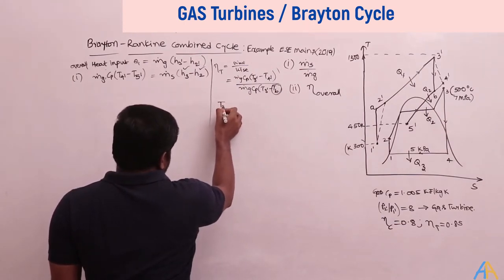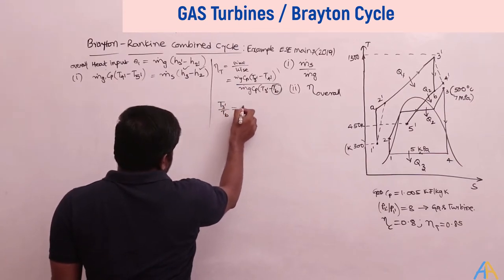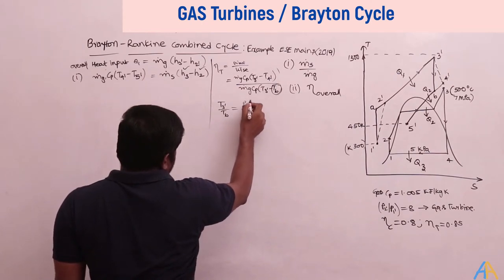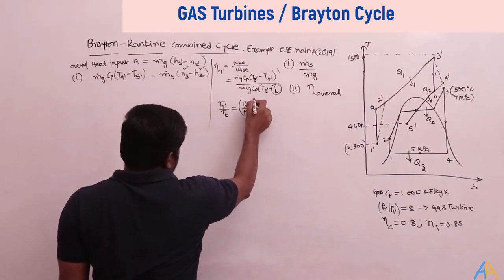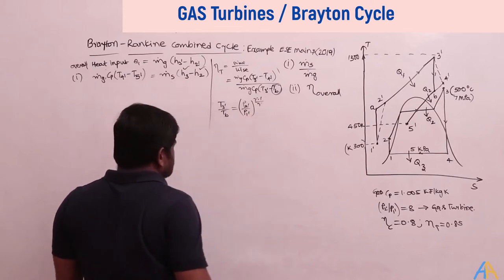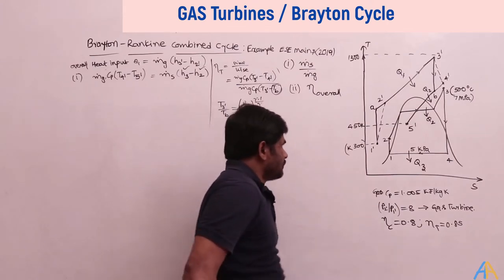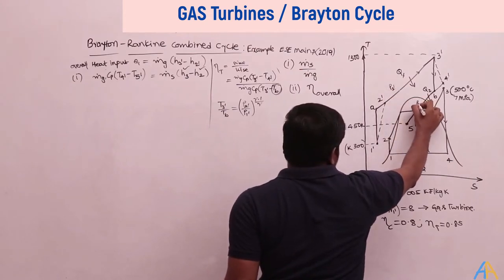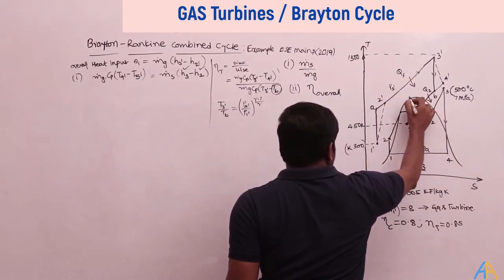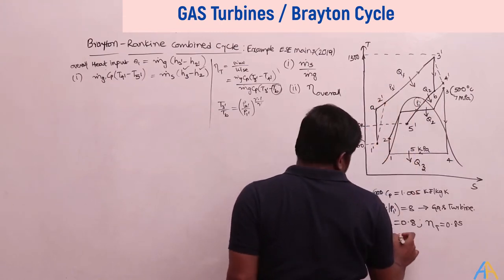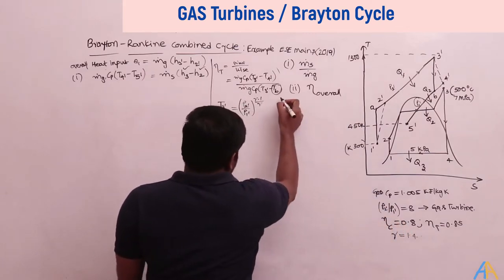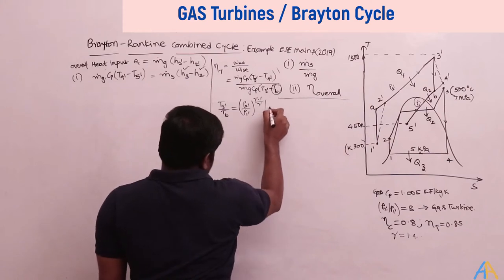See here, T3 dash divided by TB equals the pressure ratio, P2 dash divided by P1 dash, whole power gamma minus 1 by gamma. What is the P2 dash? P2 dash is this one, and the corresponding one here is P1 dash. Understood? So what is the gamma value? I will take gamma as 1.4. So from this, I can find out the TB.